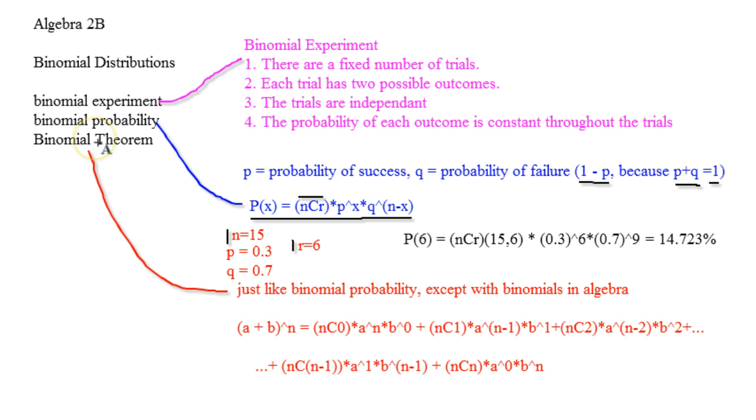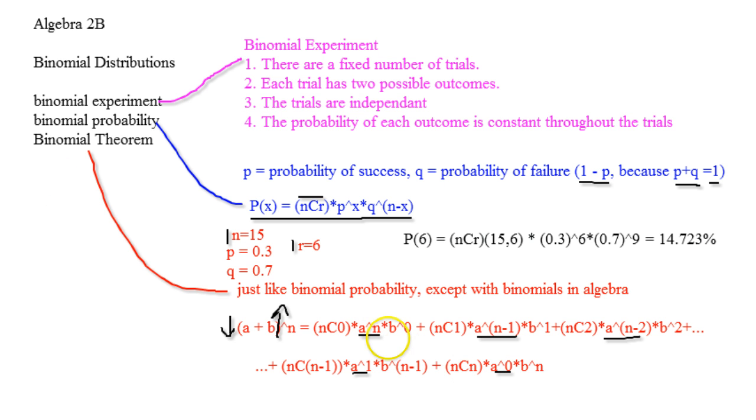Now, the binomial theorem is just like binomial probability, except with binomials in algebra. If you remember, we talked about how Pascal's triangle is like combinations. If we're raising something to the nth power, the first number is going to be 1. The first term starts at the highest power and the powers go to the lowest. So a to the n minus 1, a to the n minus 2, all the way down to a to the 1, a to the 0.